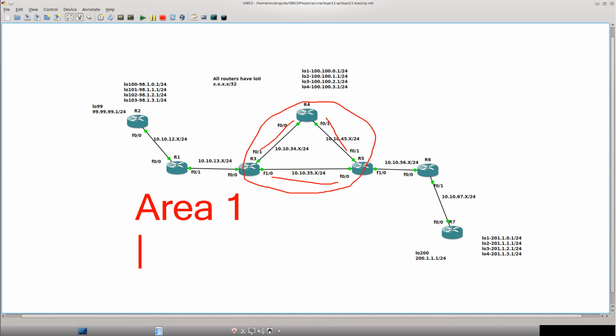So you don't need area 0 if everything's in the same area. So those 3 routers, if you just left them at area 1, you would be perfectly fine. The only problem is we're going to add other stuff to it later on, which is going to change everything.